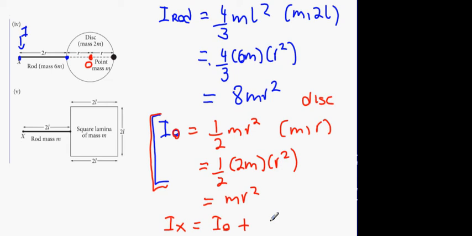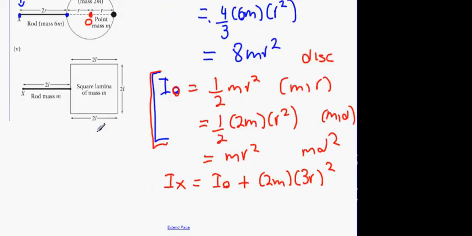3r. So it's usually md squared. That's for when the mass is m and the distance is d. But in this question the mass is 2m of the disk and the distance is 3r. Okay? Now we already know what I0 is, don't we? I0 is mr squared. So put that in: 19 mr squared. Yes, 19 mr squared.